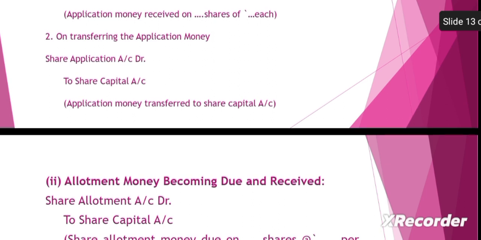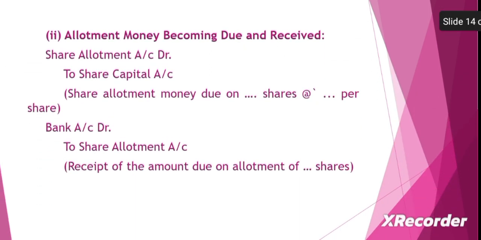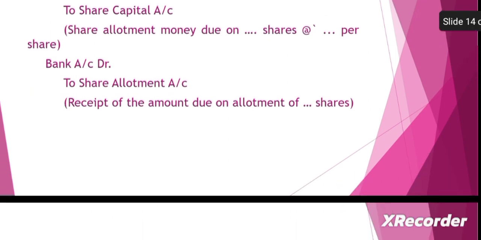Then allotment money becoming due and received. In this case, on the allotment of shares, the amount receivable on the next installment, that is on allotment, becomes due. We make the entries like allotment money becoming due: share allotment account debit to share capital account. Receipt of allotment money, we make the entries like bank account debit to share allotment account.